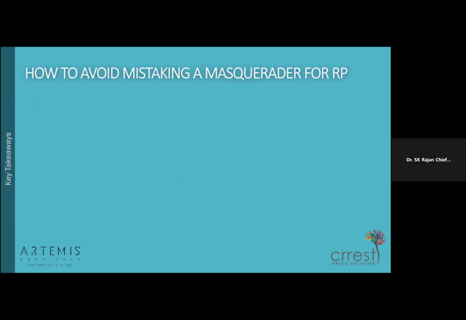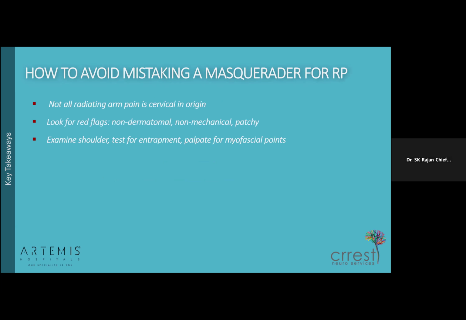So how do you avoid mistaking a musculoskeletal pain for a radicular root pain? One, not all radiating arm pain is of cervical origin. Look for red flags, whether it's non-dermatomal, non-mechanical and patchy. Examine the shoulder, test for entrapments of the nerves, and palpate the myofascial points. Use EMG wisely, timing matters, and match symptoms to source and not just the MRI findings.